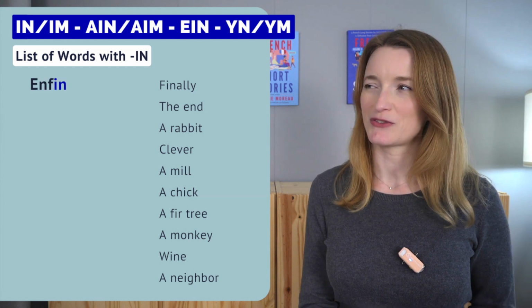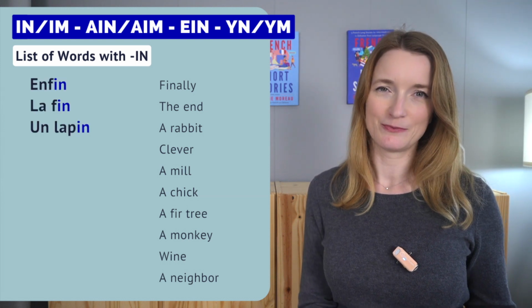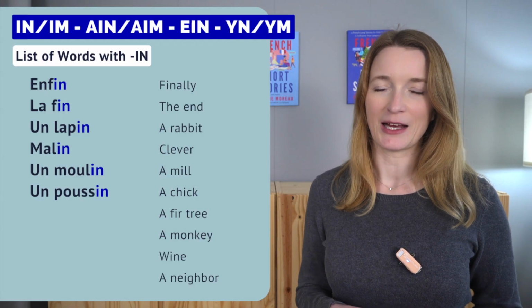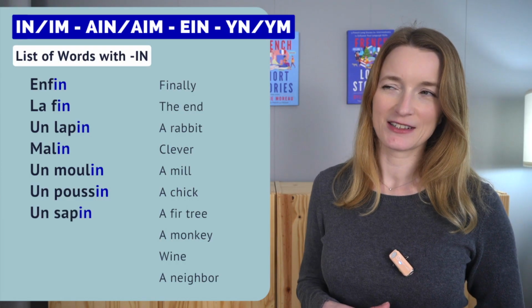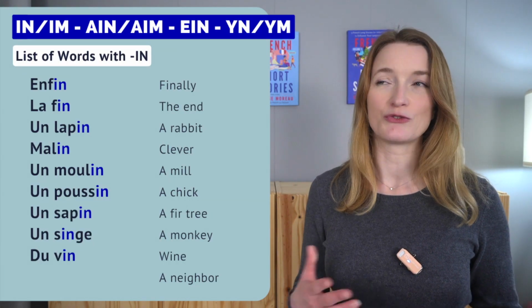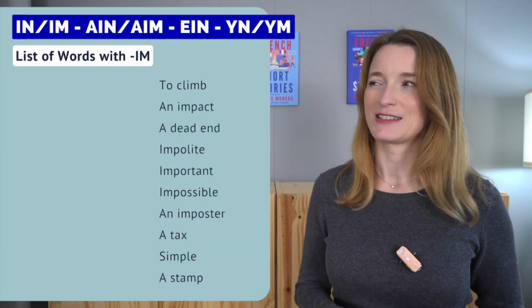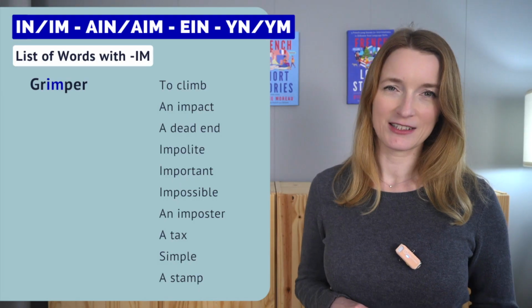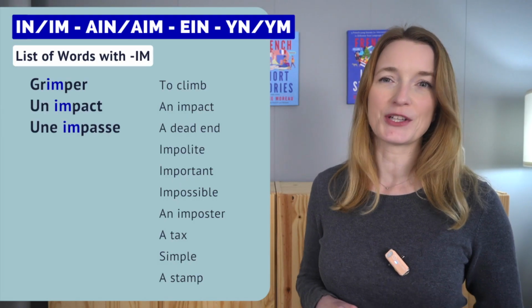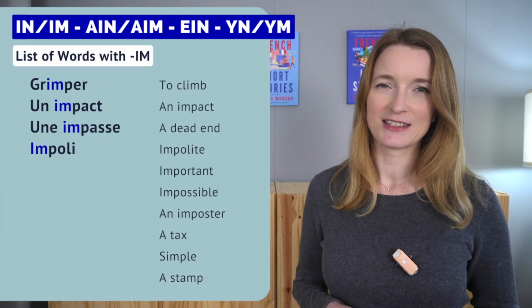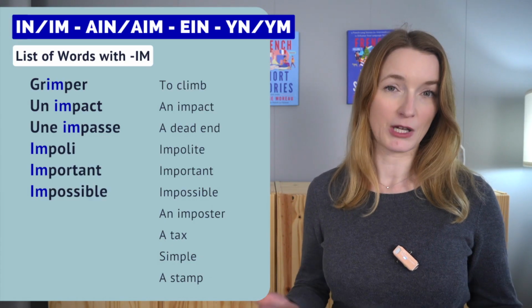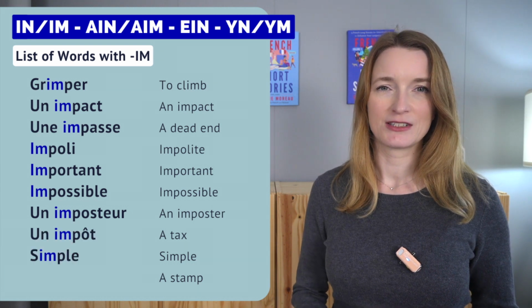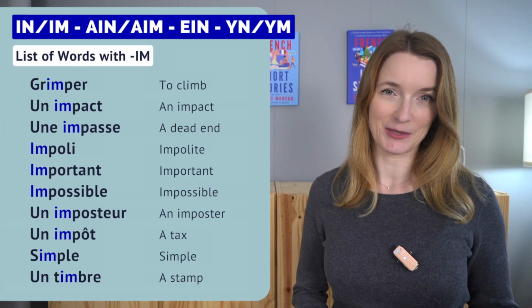We have enfin, la fin, un lapin, mal, un moulin, un poussin, un sapin, un singe, du vin, un voisin. Now, IM, so before a P or a B, we have grimper, un impact, une impasse, impoli, important, impossible, un imposteur, un impôt, simple, un timbre.